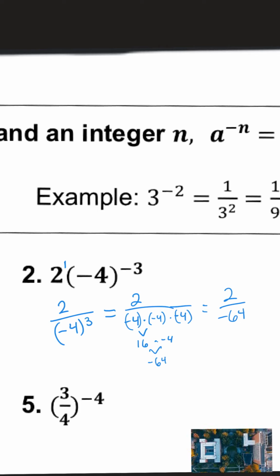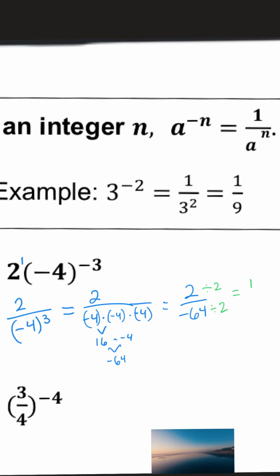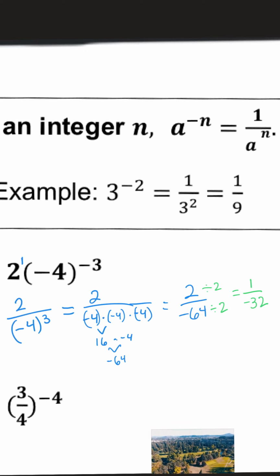Now let me ask myself, can I simplify this? Yes, I can. These are both even numbers. The 2 and the -64 are both even numbers. So I'm going to reduce by dividing both the top and the bottom by 2. 2 divided by 2 is 1. So I get 1 over, and -64 divided by 2 is -32. And then I'm done.